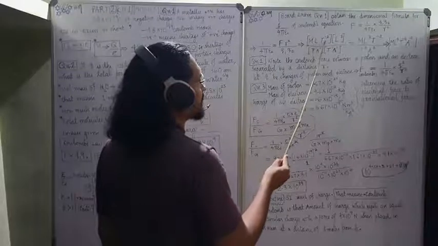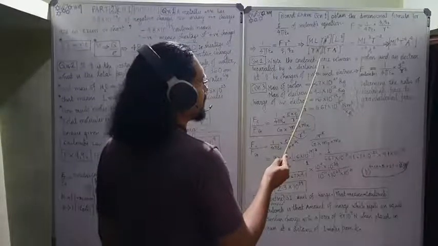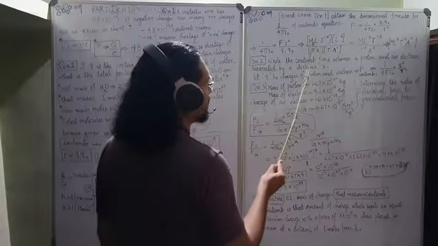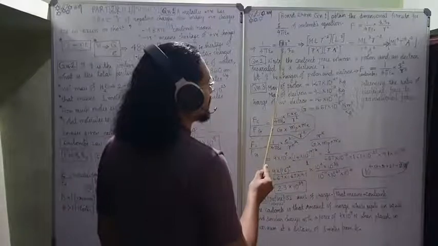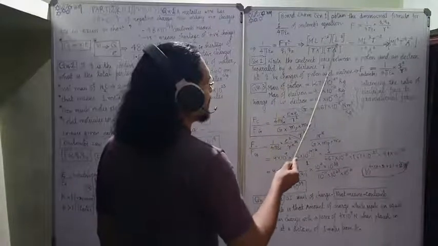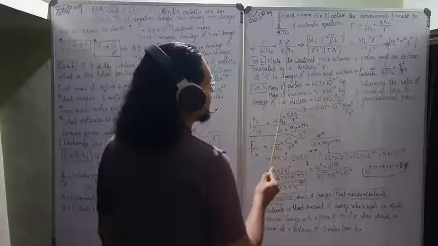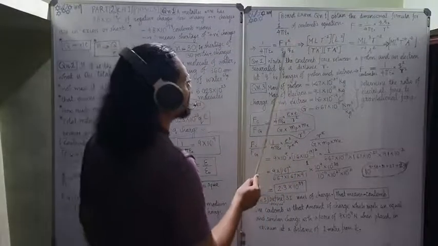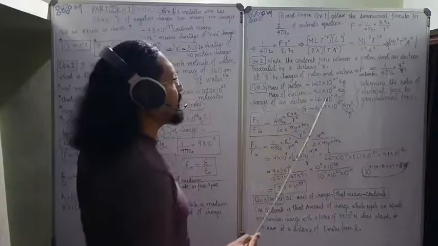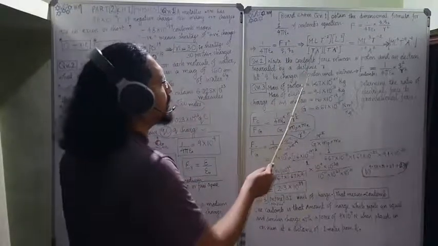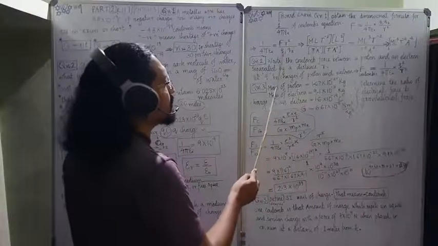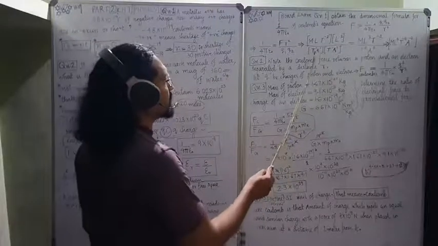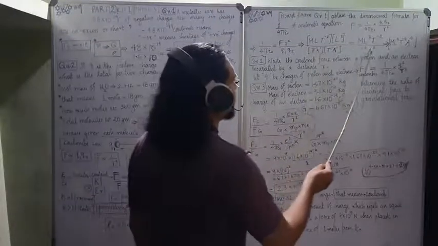L by T means velocity, L by T square means acceleration, so LT raised to minus 2 is acceleration. Mass into acceleration is force. R square is length, the length between these two charges, so L square. Q1, Q2 are the charges, which earlier in the first part I showed as M0, L0, T raised to 1, A raised to 1. So Q1 is T1 A1, Q2 is T1 A1. When these two are multiplied you get T square A square.